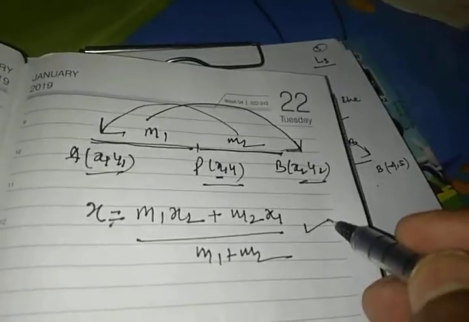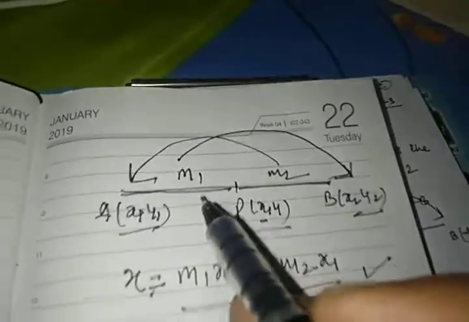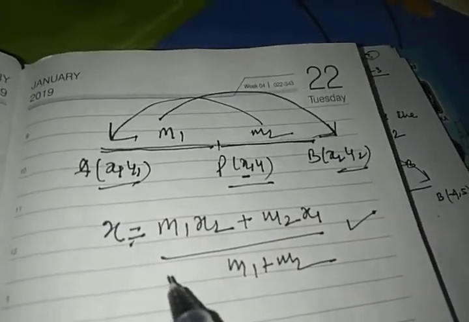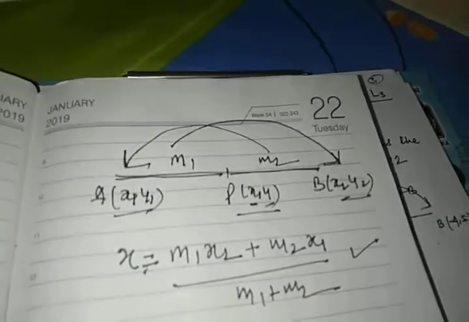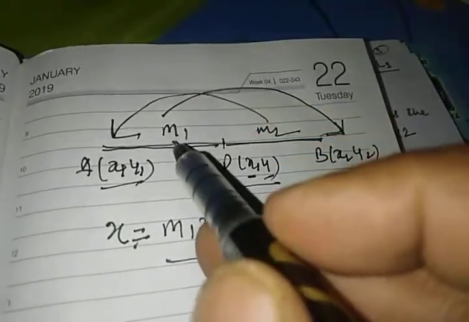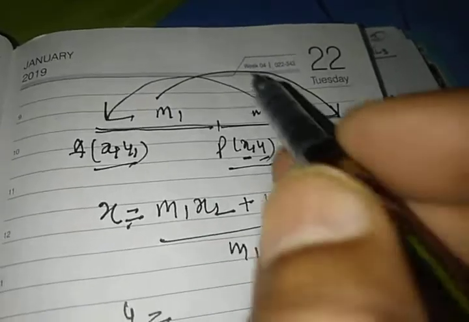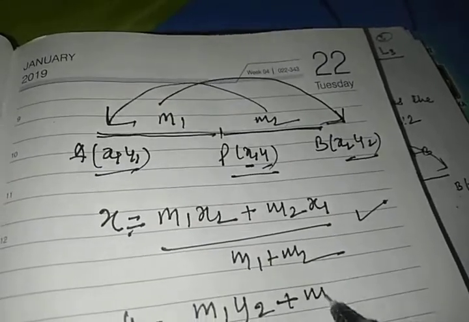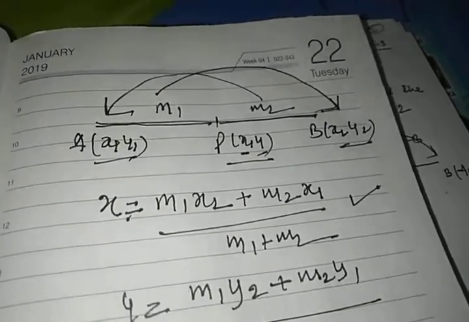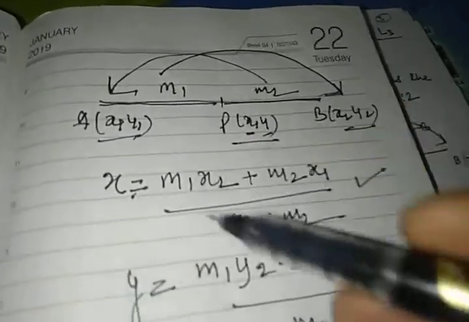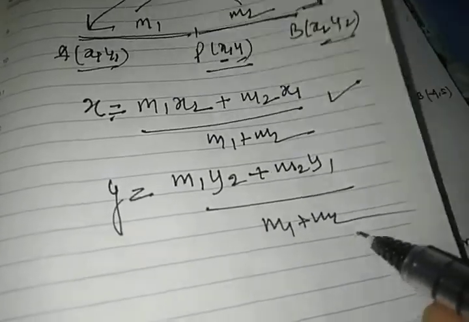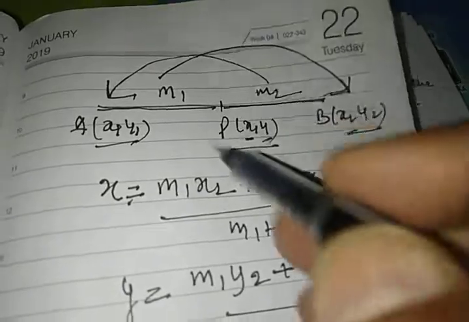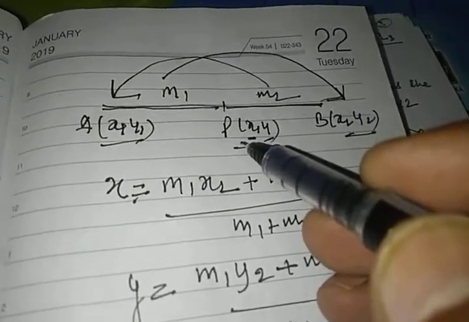So children, you have to just see how the formula comes. For the y coordinate, you will have m1 multiplied by y of this side and m2 multiplied by y of this side. That gives m1 y2 plus m2 y1 upon m1 plus m2. In this way these variables are interconnected with these two formulas. In the questions, any one thing they will not give you, and that will be asked.